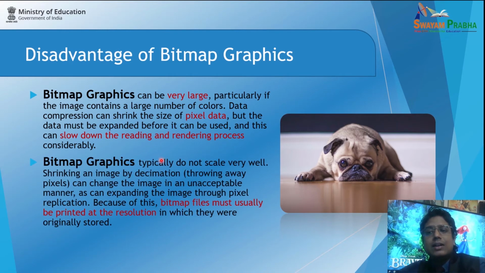So this is one of the disadvantages of bitmap graphics. The second disadvantage is what? Bitmap graphics typically do not scale very well, right? Whenever we are shrinking an image, it would involve throwing away pixels several times, right? So whenever we are working with bitmap graphics, it must usually be printed at the resolution in which they are stored, right? So these are the disadvantages of bitmap graphics, and we had already discussed the advantages of bitmap graphics also.